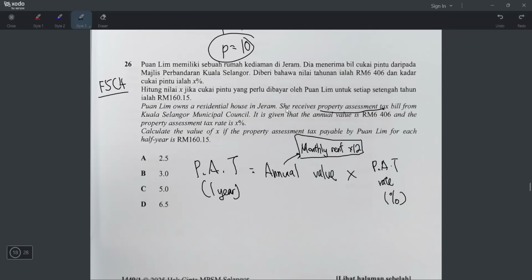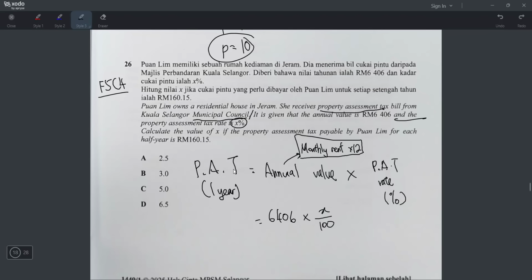Okay. So let's read the soalan. She received property assessment tax bill from Kuala Selangor Municipal Council. So this is the authority in charge of the Cukai Pintu lah, the district council or the Majlis Daerah. Okay, so it is given that the annual value is 6406. So you know already, this one masuk 6406. And the property assessment tax rate is X percent. Oh, they actually don't give you the X percent. So it means they have to give me this lah. If they don't give me this, then how am I supposed to do it, right?